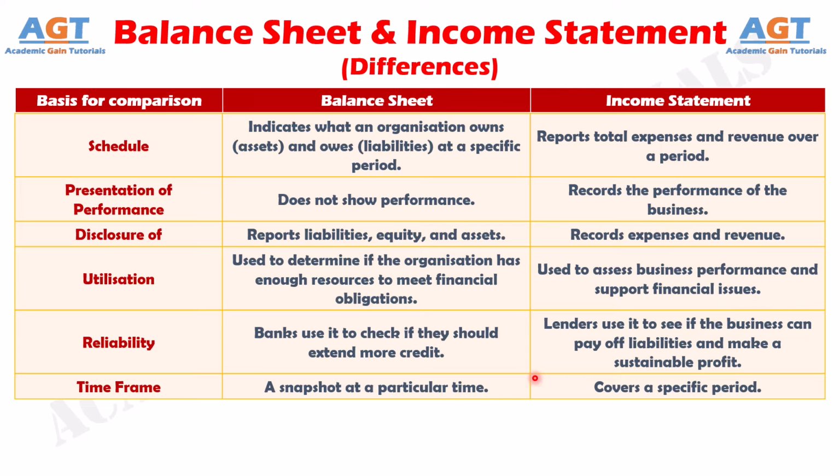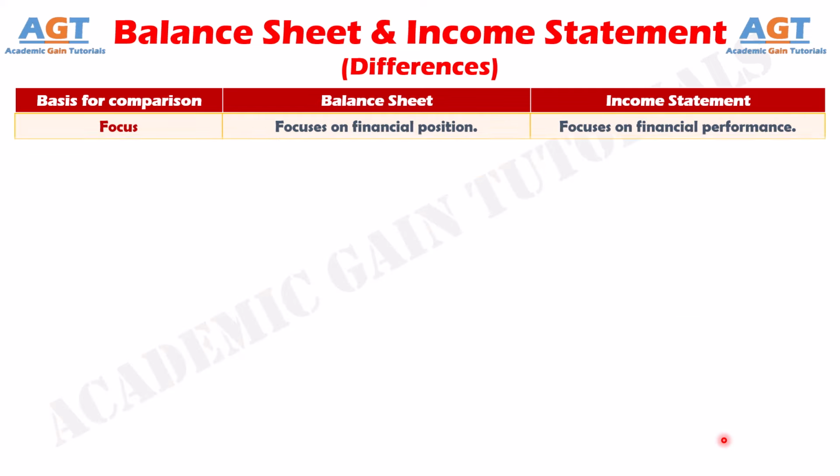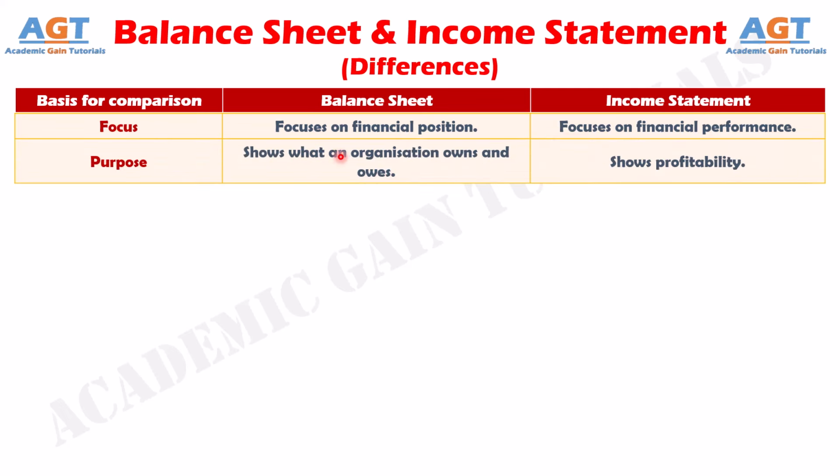Number 6. The balance sheet is a snapshot at a particular time, whereas the income statement covers a specific period. Number 7. The balance sheet includes assets, liabilities, and equity, whereas the income statement includes income, expenses, and net profit or loss. Number 8. The balance sheet focuses on financial position, whereas the income statement focuses on financial performance. Number 9. The balance sheet shows what an organization owns and owes, whereas the income statement shows profitability.